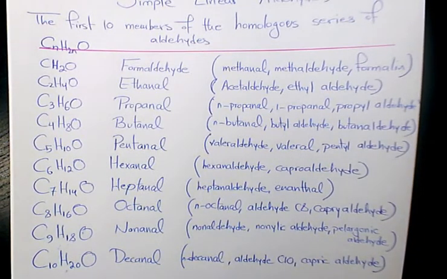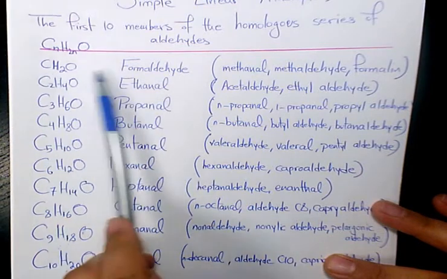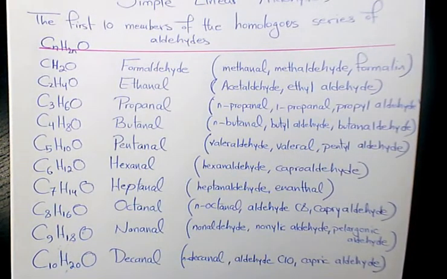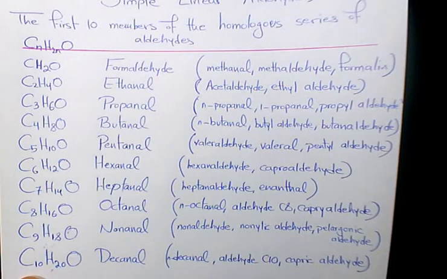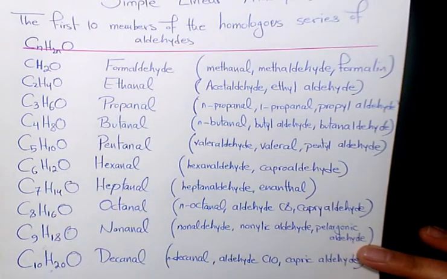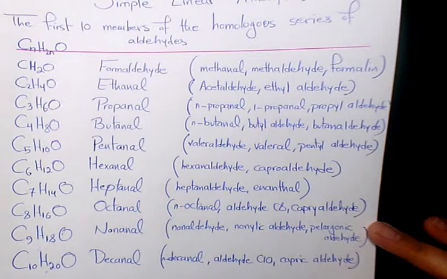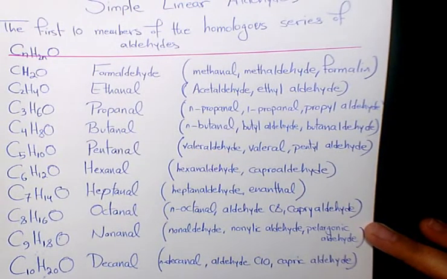Now I want to show you the other names for all these 10 members of aldehydes. The first one, as you saw in the previous sheet, was formaldehyde, and there are some other names for it, which are methanal, methaldehyde, and formaldehyde, the most common name for this chemical. Next one is ethanal, C2H4O. The other names are acetaldehyde and ethylaldehyde, and we have some other names, but I provided here the most common ones.